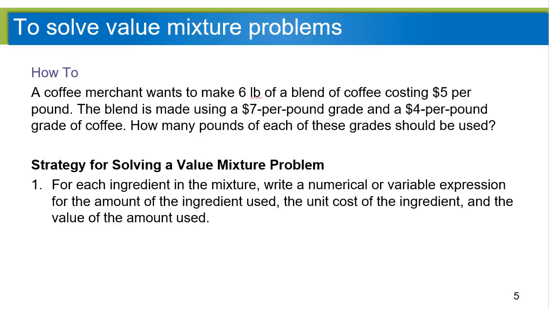So let's put it into some context. Let's use the coffee merchant. He wants to make 6 pounds of a blend of coffee, so that's the total amount that he wants. It's going to be his $5 per pound blend. And he's going to make that by blending together some of his $7 per pound stuff and his $4 per pound coffee. So he basically wants to come up with a whole new cost point, right? He's got $7 coffee, $4 coffee. He wants to mix those two together and come up with a $5 coffee, and he wants the bag to have 6 pounds of coffee in it.